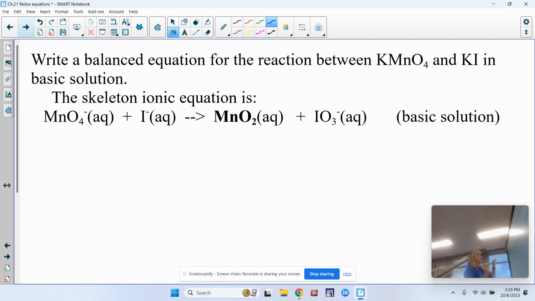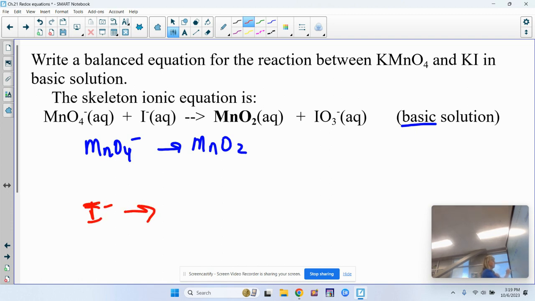Okay. Here's the skeleton equation, and it tells us it's in basic, right? So again, we separate them into 2 halves. So I have MnO4- going to MnO2, and I have I- going to IO3-. All right, so again, just going through the steps, my atoms are already balanced on this one, the Mns, and I ignore the oxygens for a minute, and my I's are already balanced. So then I balance oxygens with water.